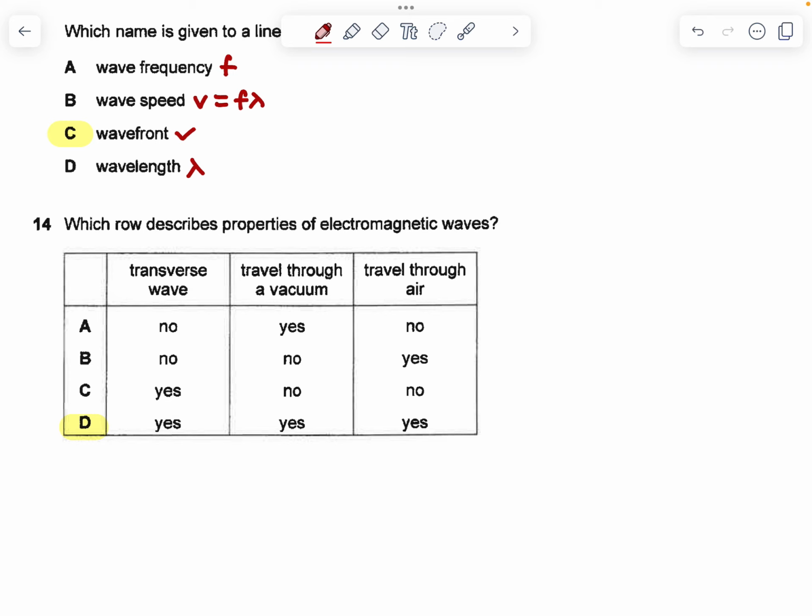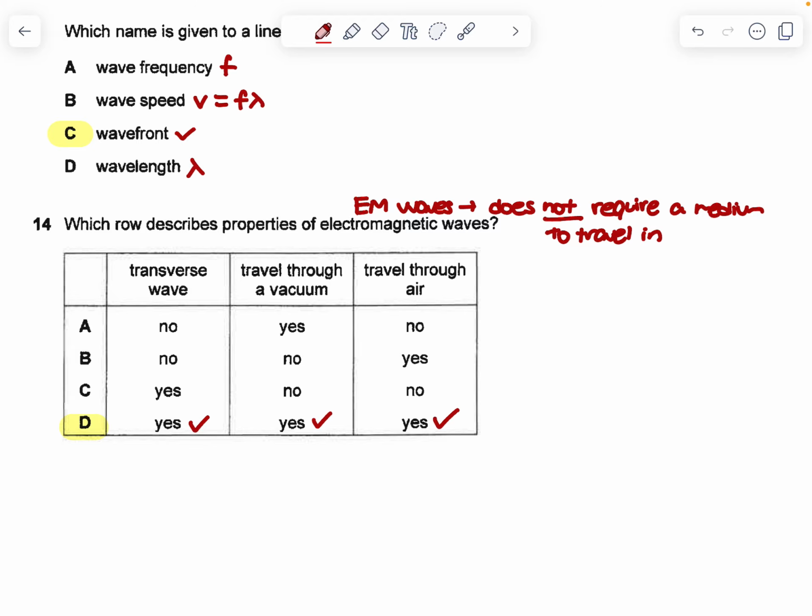Question 14. Which rule describes the property of electromagnetic waves? So as you know, EM waves do not require a medium to travel in. And that's why they can actually travel through vacuum and they can travel through air. Whereas longitudinal waves cannot. So it is a transverse wave.